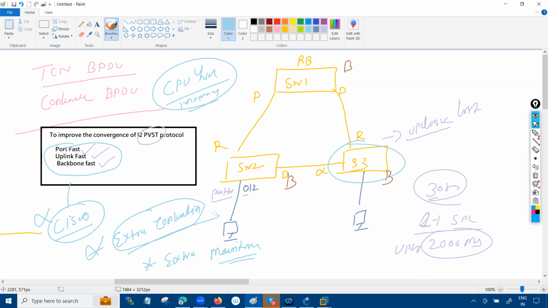So if you look at the PVST protocol, eventually, it's good. In the 90s, when the PVST protocol came into the picture, it was awesome, because at that time we didn't have this amount of traffic on the internet. Right now we have Skype, WhatsApp, Facebook, YouTube, Shorts, Instagram Shorts, everything is coming. We have huge traffic.